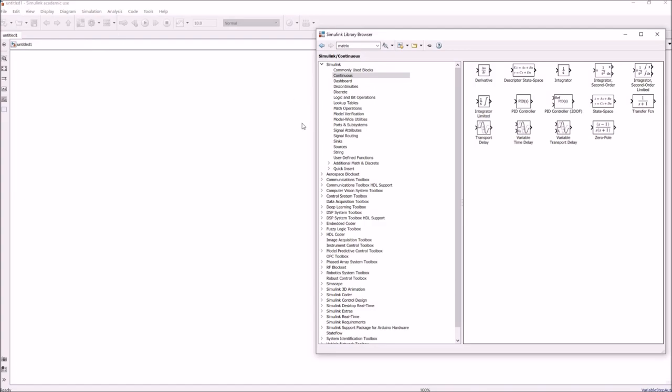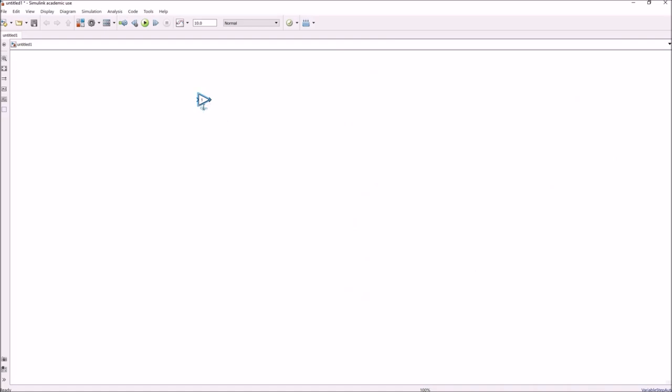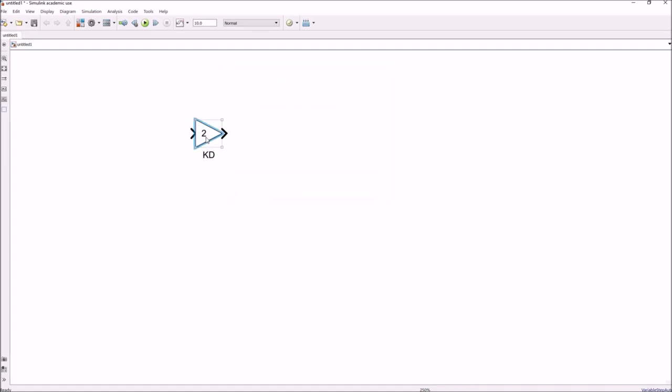So again, focusing on just the derivative term, we saw that it was pretty simple. All this thing was, we needed a gain of magnitude K_D. Let's go ahead and put the name here, K_D. Let's pick some gain. How about 2? Okay, that's great. We got our derivative gain here.